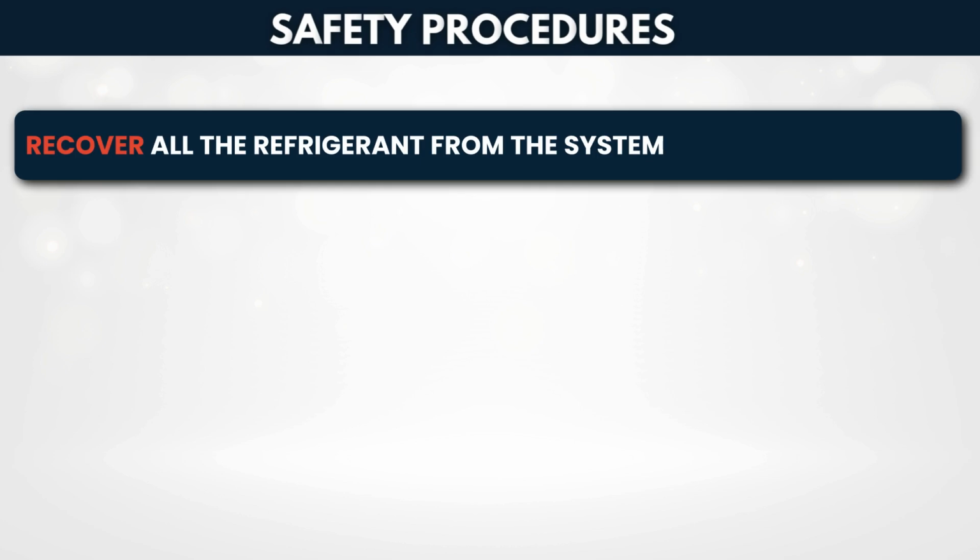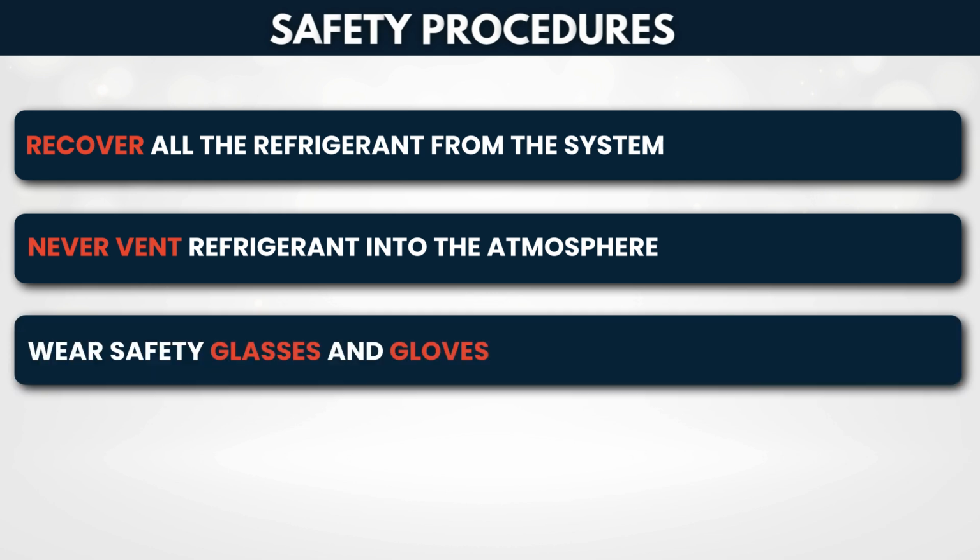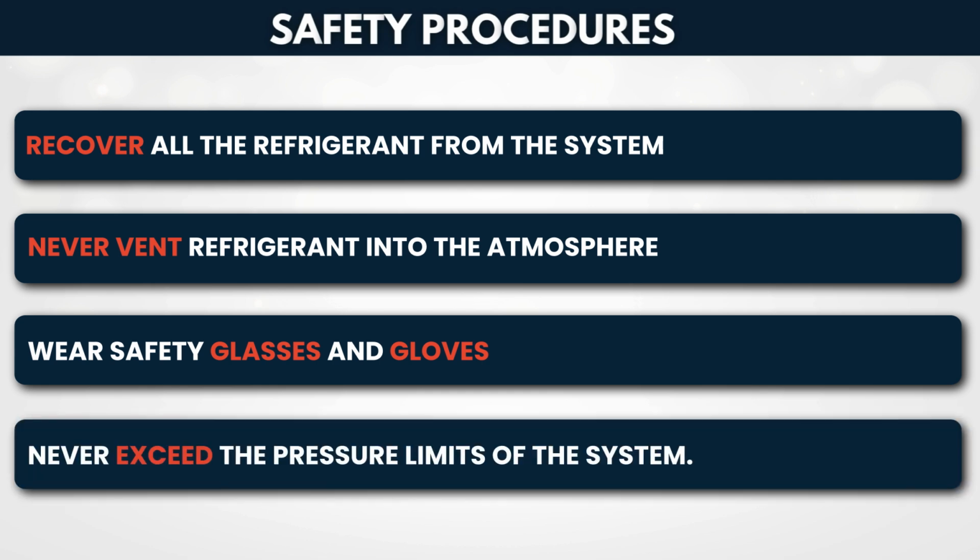Before doing anything, always follow safety procedures. First, recover all the refrigerant from the system using approved recovery equipment. Never vent refrigerant into the atmosphere. Follow the rules and guidelines that apply in your country, such as the EPA regulations in the United States. Wear safety glasses and gloves, secure your nitrogen cylinder in an upright position, and make sure to use a proper regulator rated for nitrogen. Never exceed the pressure limits of the system, and when you're done, always remove the regulator from the cylinder to prevent any accidental damage or gas leaks.